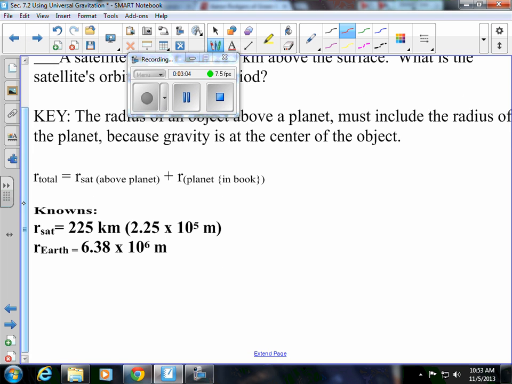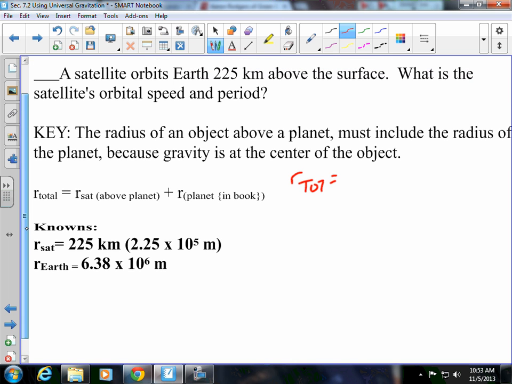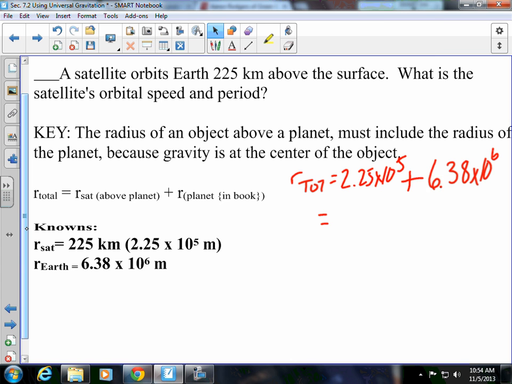All right, so we have R total. Our R total is equal to the R of the planet plus the R of the satellite. It tells us it's 225 kilometers. Now, you'll notice, this is tricky, in your book, it's going to give you the radius of the planet in meters. So the radius of the planet in meters is 6.38 times 10 to the 6th. You have to convert kilometers to meters, and when you do that, you get 225,000, or 2.25 times 10 to the 5th. Add those together, and our radius ends up being 6.605 times 10 to the 6 meters.